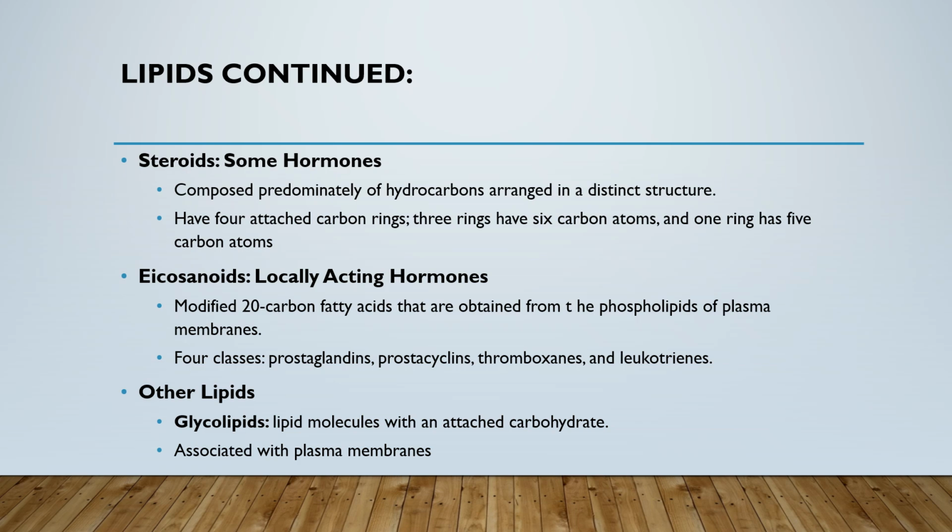Eicosanoids are locally acting hormones that are derived from modified 20-carbon fatty acids that are obtained from phospholipids of plasma membranes. 4 major classes include prostaglandins, prostacyclins, thromboxanes, and leukotrienes. Their primary function is in the inflammatory response of the immune system and communication with the nervous system.